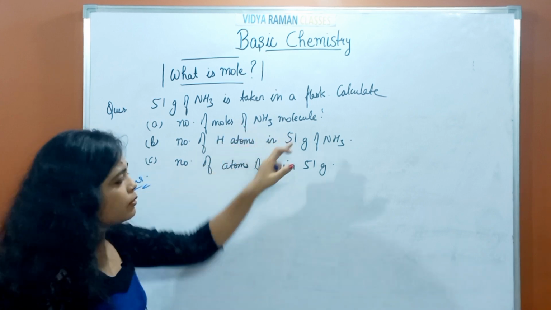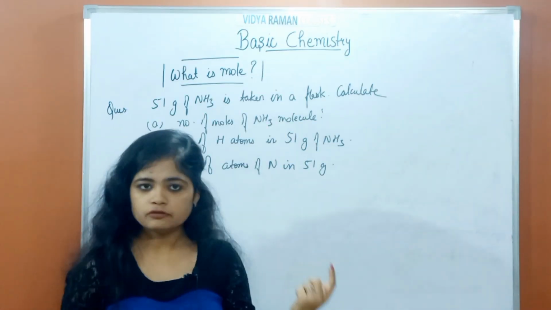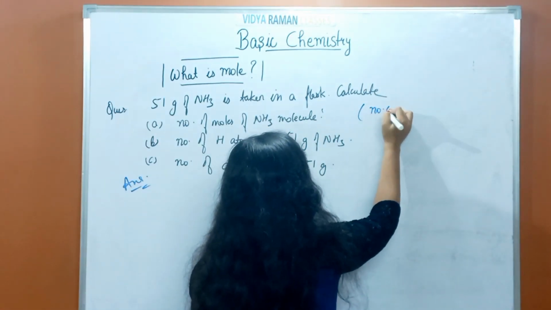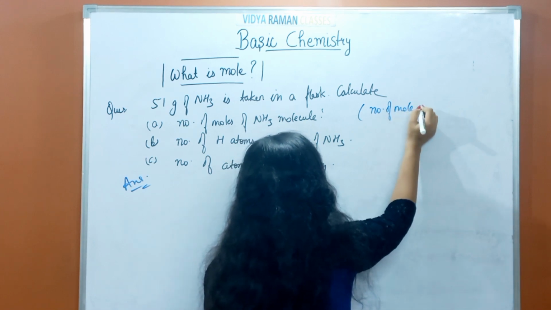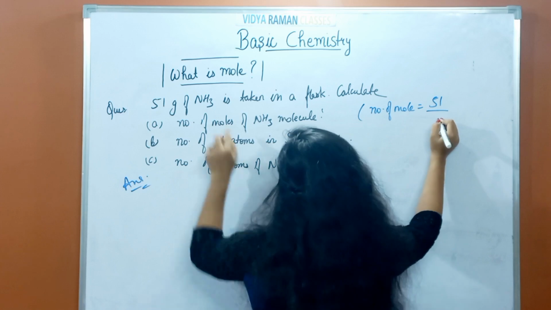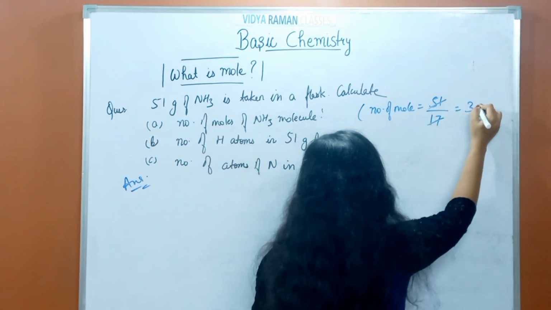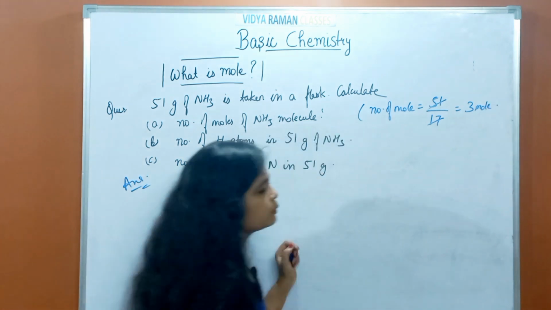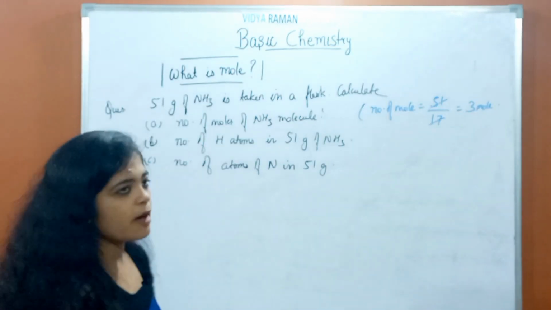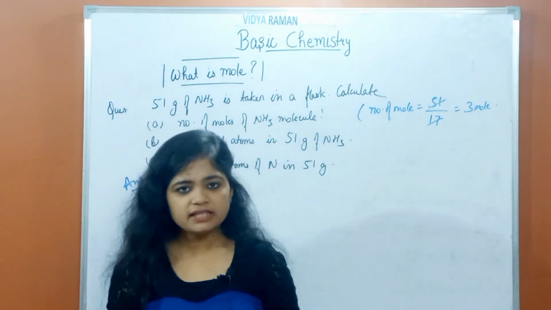First question is number of moles of NH3 molecule. So we can go by formula also. Simply the formula will be number of moles equals given weight is 51 and molar weight is 14 plus 3, 17, so 51 by 17, that is 3 mole. And if you go by unitary method it will be also same. 17 gram is containing 1 mole, then 51 gram will contain 51 by 17, that is 3 mole.